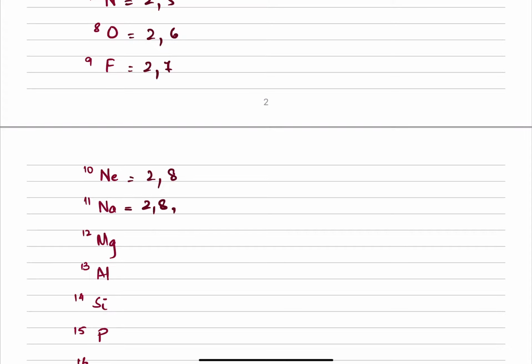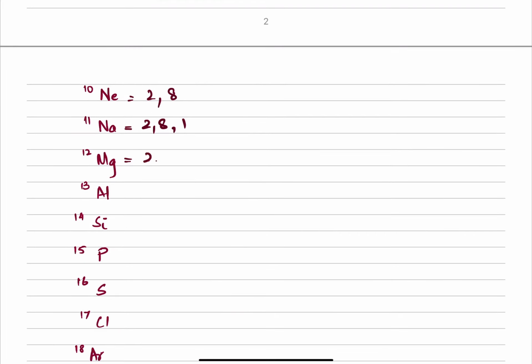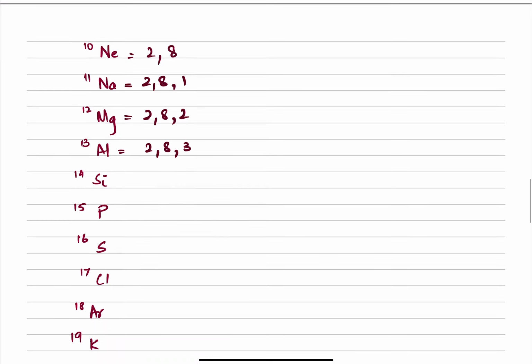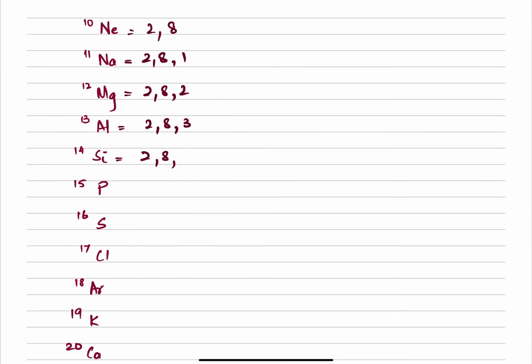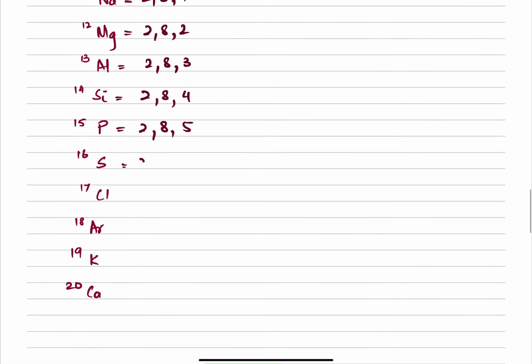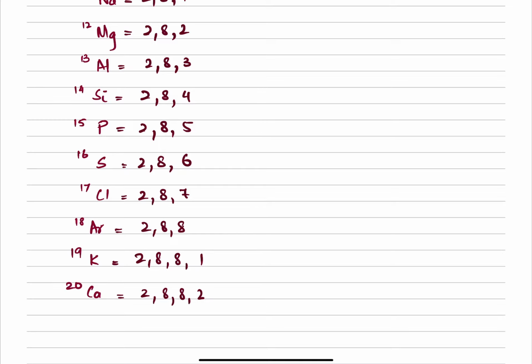So, 2, 8, and 1 for sodium, 2, 8, and 2 for magnesium, 2, 8, and 3 for aluminum, 2, 8, and 4 for silicon, 2, 8, and 5 for phosphorus, 2, 8, and 6 for sulfur, 2, 8, and 7 for chlorine, 2, 8, 8 for argon. Now, 8 electrons are filled in the third shell. Now the electrons will go in the fourth shell. So 2, 8, 8, and 1 for potassium, and 2, 8, 8, and 2 for calcium.